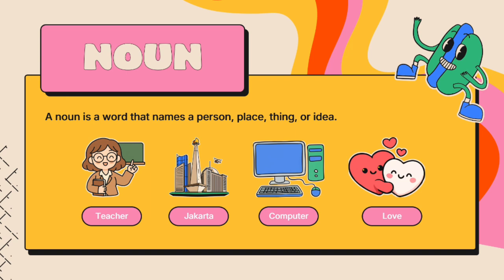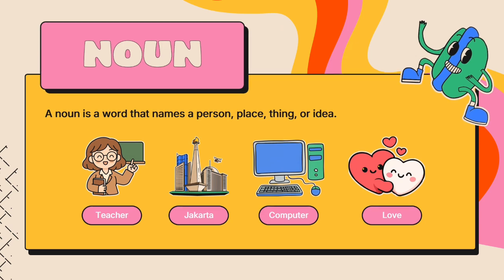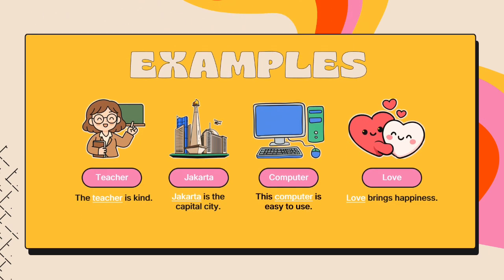The third example is computer. Computer is a noun because it names a thing. And finally, the last example is love. Love is also a noun because it names an idea or a feeling. Now let's see how these nouns are used in a complete sentence.